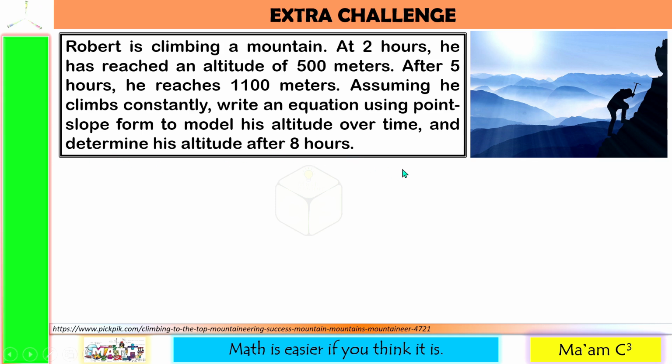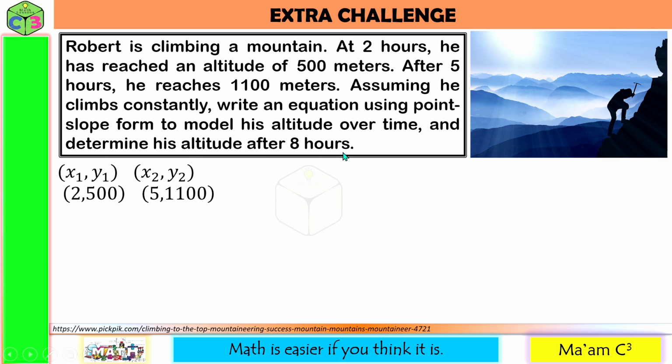I have here at 2 hours, the altitude is 500 meters. I'll consider that as a point, (2, 500). After 5 hours, he reaches 1,100 meters. I'll consider that as another point, (5, 1,100). This is my point 1, so this will be x sub 1, y sub 1. This is my point 2, so this will be x sub 2, y sub 2. We are asked to determine his altitude after 8 hours, so x will be equal to 8.